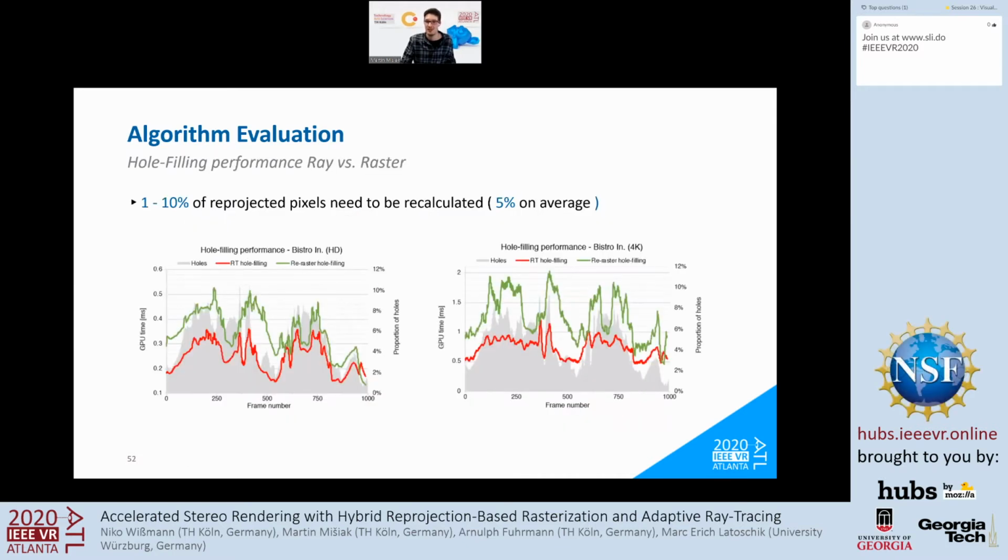The following figure shows the hole filling performance of both systems in more detail. Ray traced hole filling clearly outperforms the re-raster system and is on average 0.15 milliseconds faster in HD and even 0.5 milliseconds for 4K. The differences are even larger for the other scenes, as bistro interior could be considered a worst case scenario with many simultaneous disocclusions.